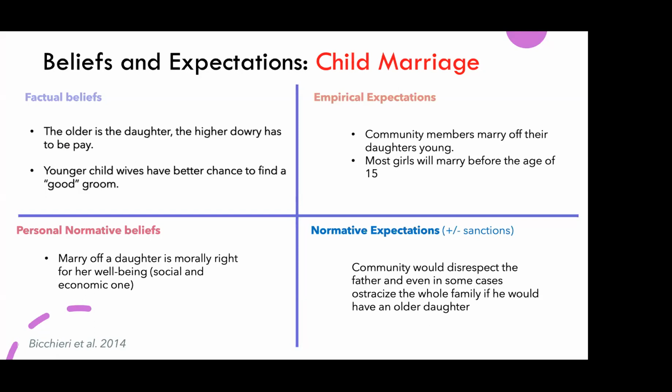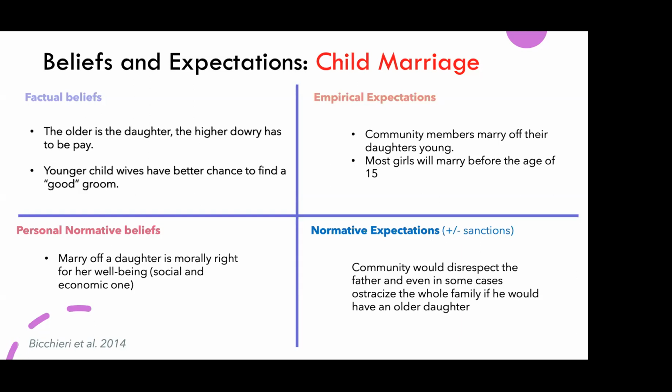A second factual belief: younger child wives have a better chance to find a good groom. And of course, the good groom is one of the scripts or schemas that is identifiable only in specific Indian society, especially in this paper of Bicchieri et al. 2014. Personal normative beliefs: the parents can think of child marriage as a morally right thing to do for the well-being of their offspring. We are not saying whether their personal normative beliefs are right or wrong. We have only to elicit them.